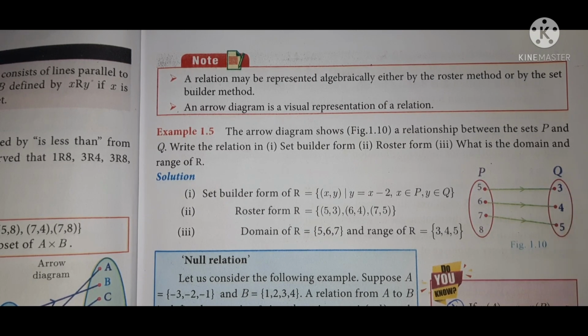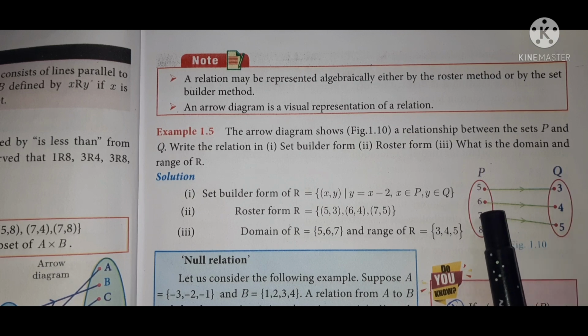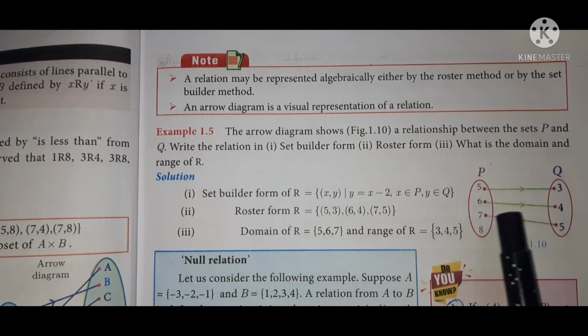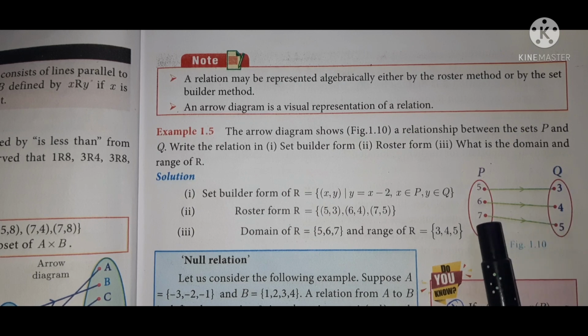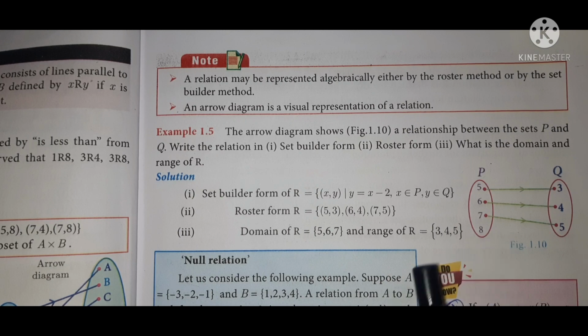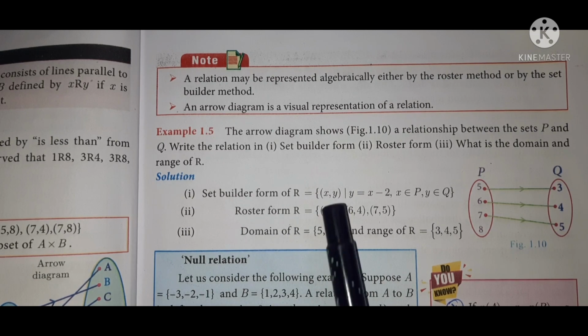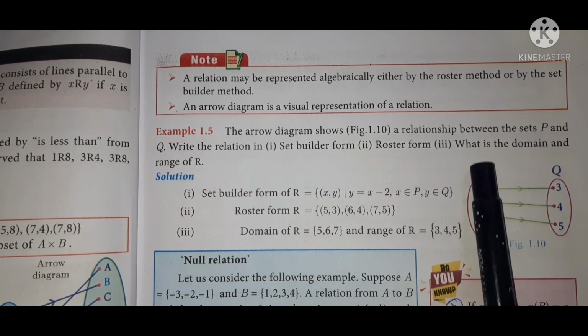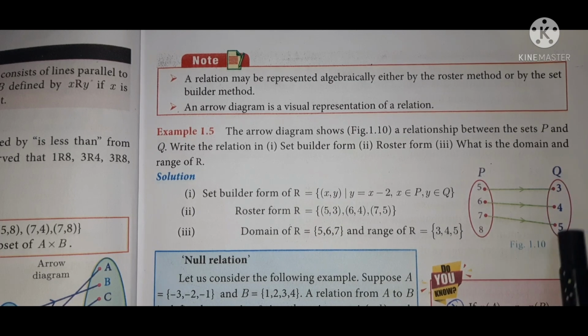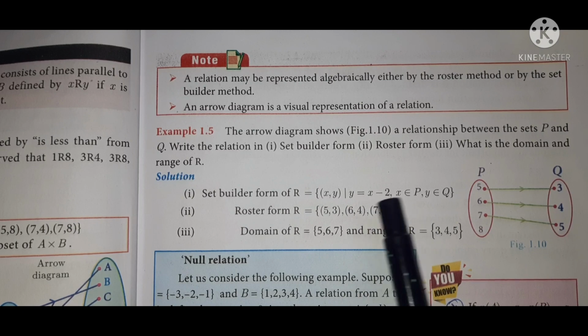5 is related to 3: 5 minus 2, we get 3. 6 is related to 4: 6 minus 2, we get 4. 7 is related to 5: 7 minus 2, we get 5. So, the relation is y = x - 2. The set builder form of relation R is {(x, y) : x is an element in P, y is an element in Q such that y = x - 2}.